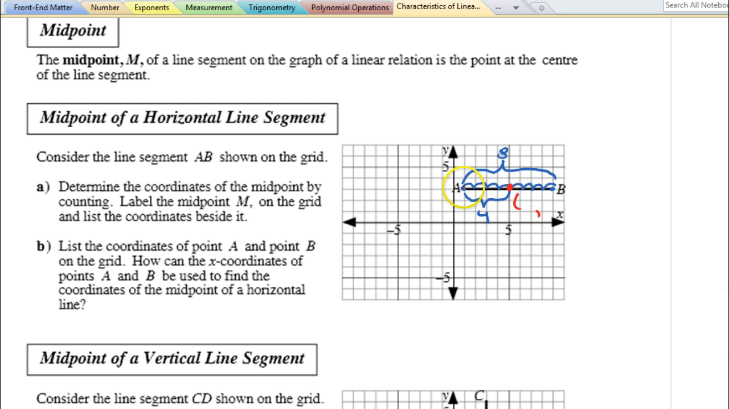So if the coordinate of A here is 1, 3. Let me write that in here. 1, 3. And the coordinates of B are going to be 6, 7, 8, 9, 3. Well, then all I have to do is add 4 to 1 to get 5, 3 for the coordinate. Okay, the y coordinate does not change, and halfway between 1 and 9 is 5.